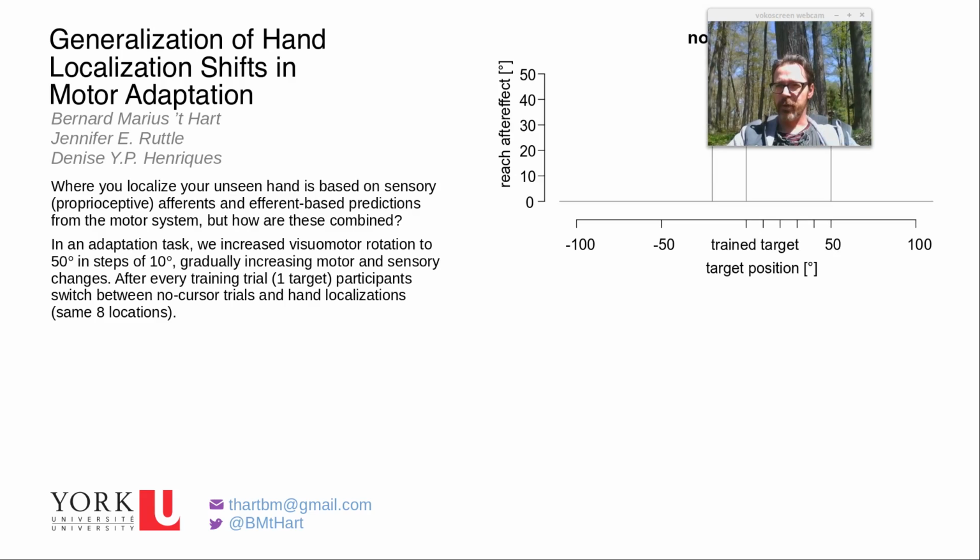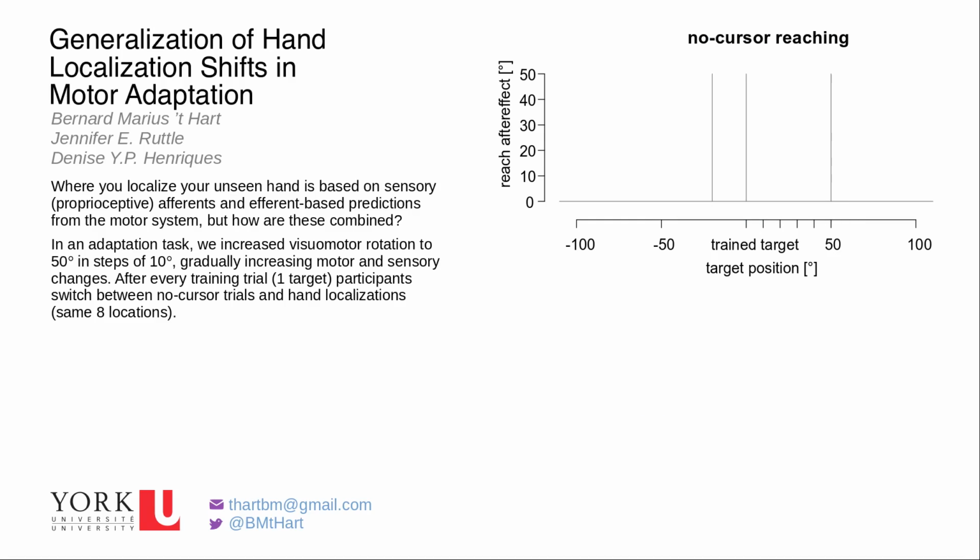Okay, let me minimize the webcam so you can see the graph. I'm going to be showing 2 of these graphs, one for the no-cursor reaching and one for the hand localization. You'll see on the x-axis in the middle is the train target. This is where people have to move their cursor, and then on these tick marks here, this is where they actually have to move their hand. On the y-axis is the change in the measurements relative to the 0 degree condition. We can see in the no-cursor reaches that there is a peak at the train target, so the movement that you're training with elicits the largest change in movements, to no one's surprise. And this stays the same for all of the 5 rotations.